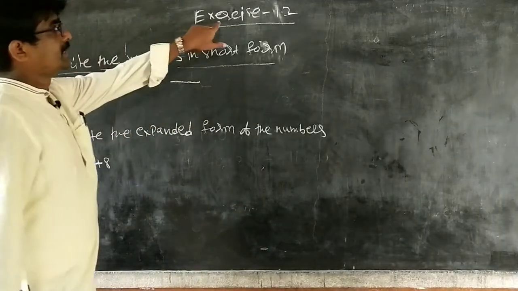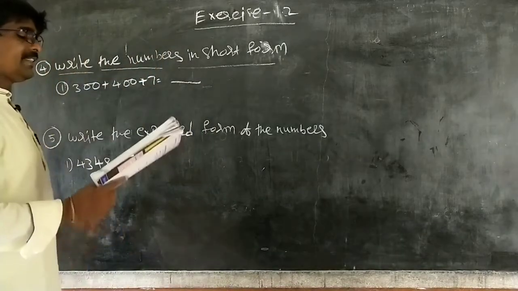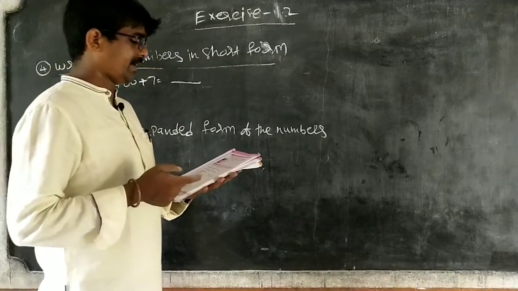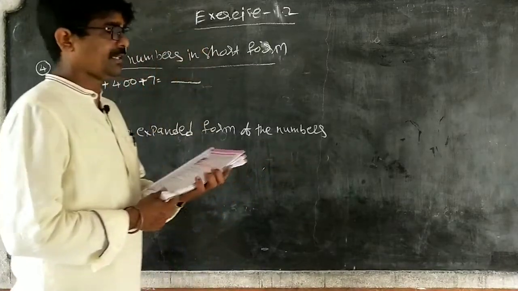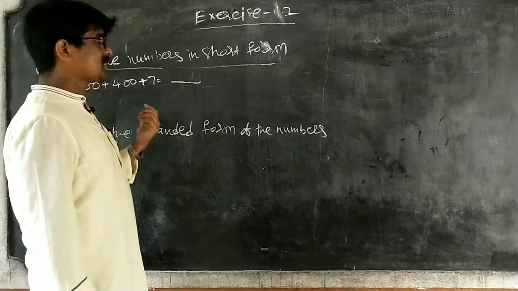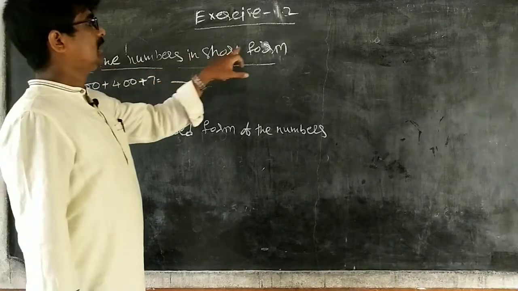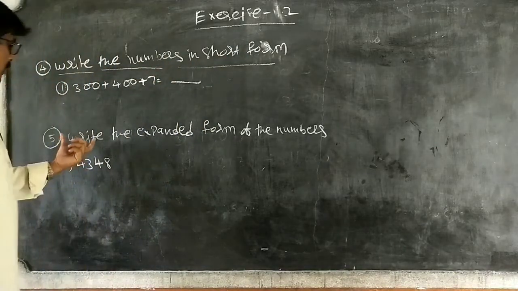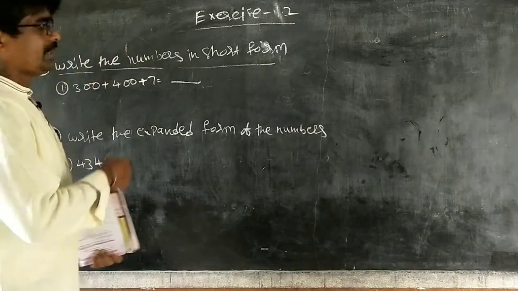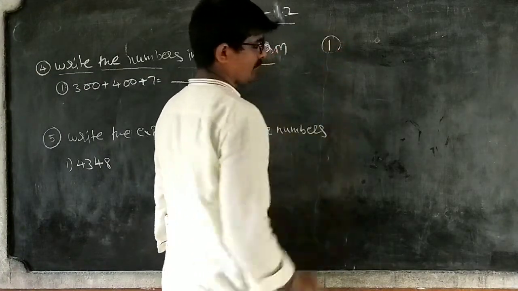We are going for exercise 1.2 on page number 5. In the first problem, rounding to the nearest tens, nearest 100 and nearest 1000, you will already do this problem. Next we are going for the fourth problem. Write the numbers in short form. Fifth problem, write the expanded form of the numbers. First one is the nearest to 10.